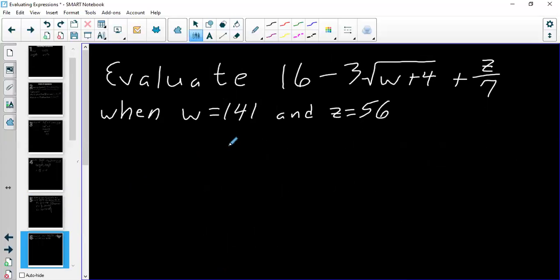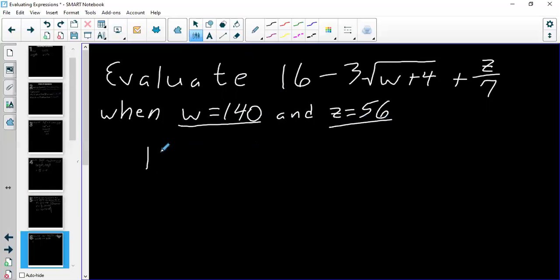All right, so here's one that's a little bit trickier. So we got 16 minus 3 times square root W plus 4 plus Z over 7. I just realized I need to change one thing. If this is going to be a whole number answer, change this right here to 40. Otherwise, it's going to be a mess. All right, so here we go. I'm going to have to plug this in for W and 56 in for Z.